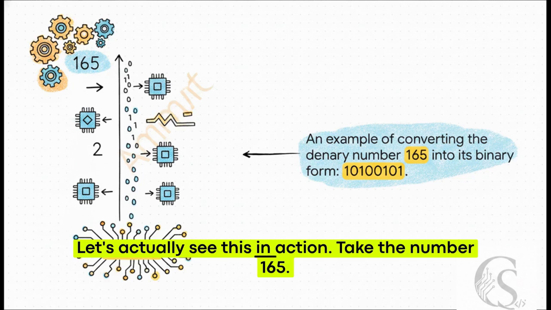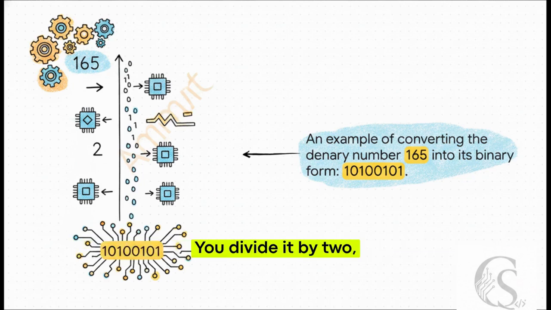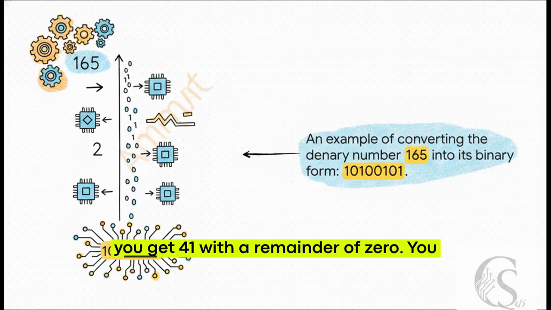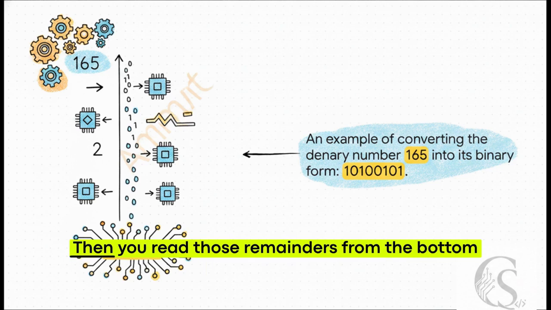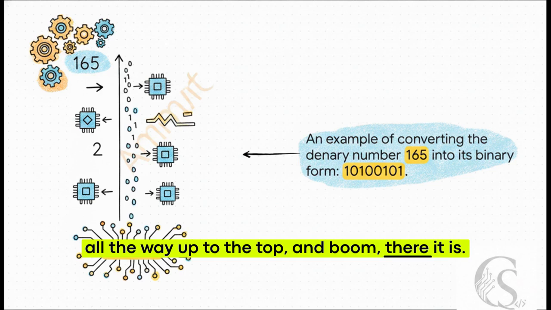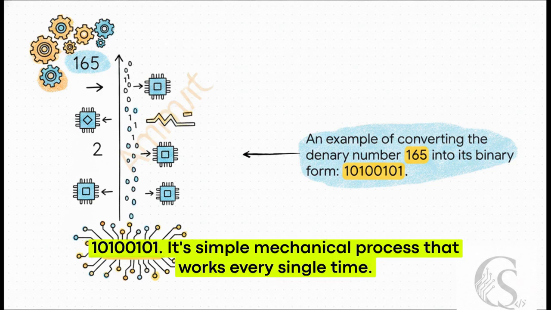Let's actually see this in action. Take the number 165. You divide it by 2, you get 82 with a remainder of 1. Okay, now divide that 82 by 2, you get 41 with a remainder of 0. You just keep doing this over and over until you can't divide anymore. Then you read those remainders from the bottom all the way up to the top, and boom, there it is, 10100101. It's a simple mechanical process that works every single time.